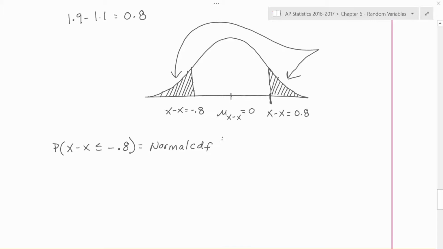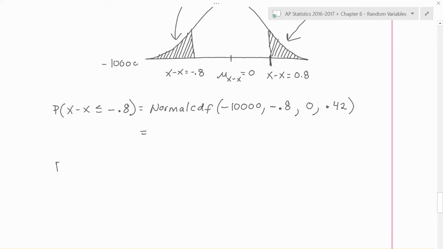The probability that the difference is less than or equal to negative 0.8 can be found using normal CDF. I need a lower boundary, which is very, very small. I'll do negative 10,000. I'm not going to put commas in here because it will get confusing. 1,000 would be fine too. That's my approximation for negative infinity. Then I have negative 0.8, comma, my mean, which is 0, my standard deviation of the difference, which is 0.42. That will get me this lower shaded area.